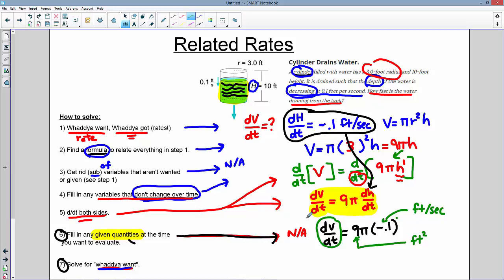Okay, so if you do some dimensional analysis on this, which we'll do in another episode, we will see that happen. But it's pretty easy to see in this very simple problem, right? So negative 0.1 times 9 is just 0.9 pi. And it's feet squared times feet over second. So it's feet cubed per 1 second. And that's it.